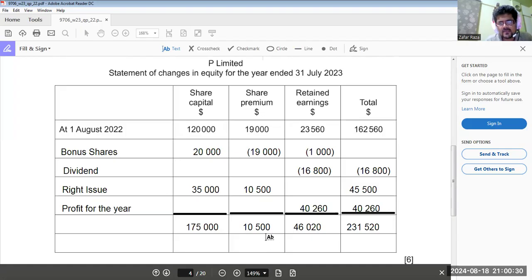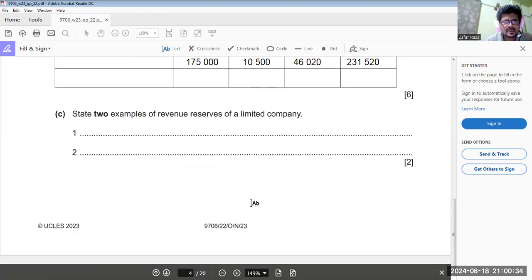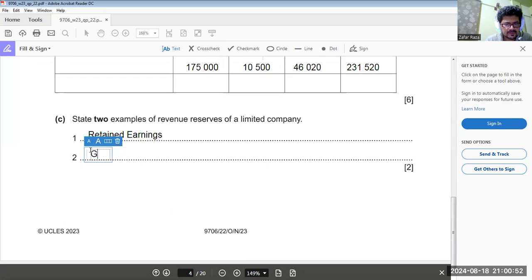Okay. Anything else? Revenue reserves means retained earnings and general reserve.